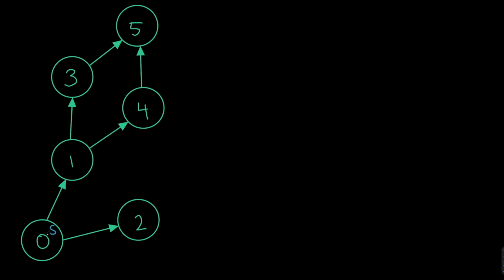So you would start with the 0 node. So we process that. Then you go to the 1 node and then the 2 node. And this is one level. And then the 3 node and then the 4 node, and that's another level. And then the 5 node, that's another level.